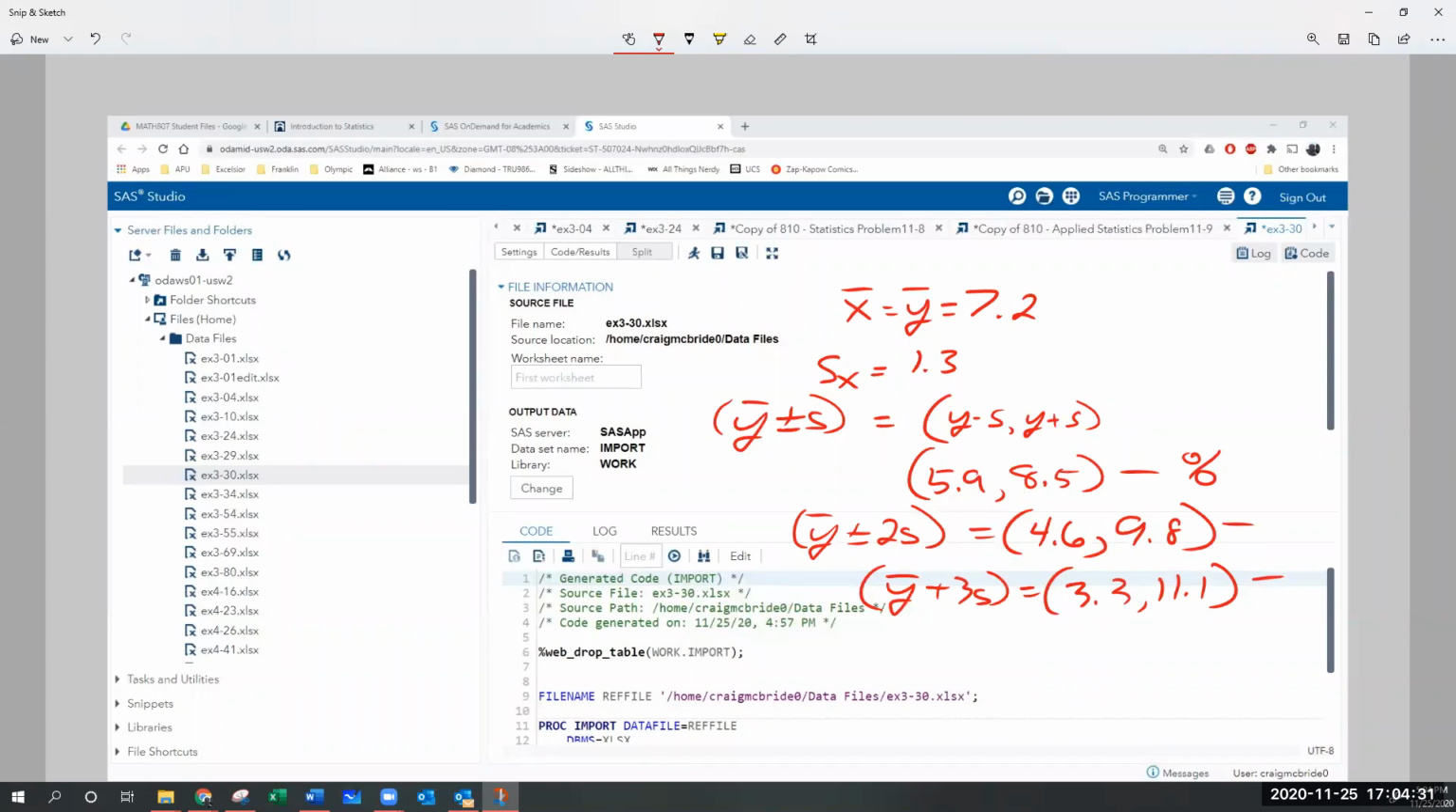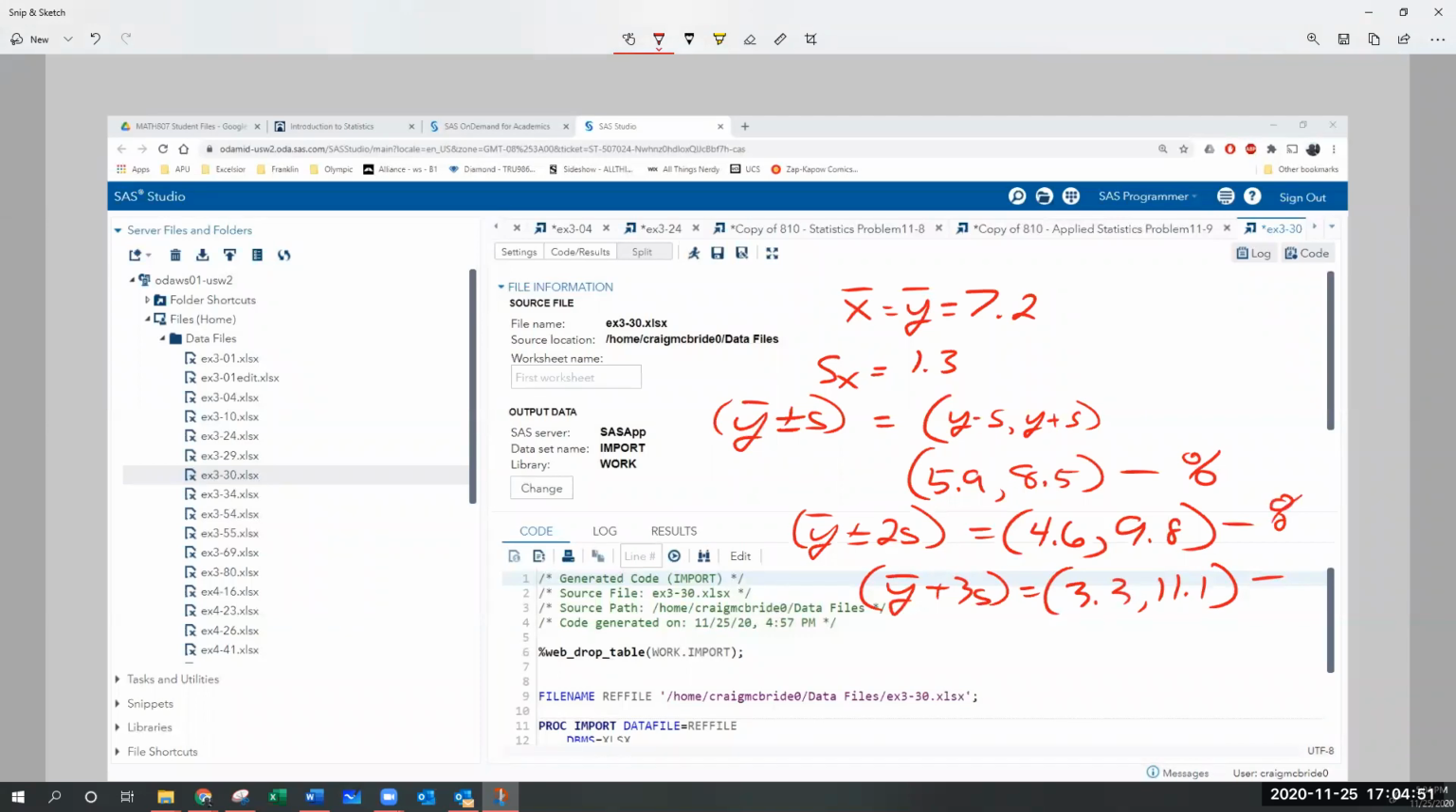So between 4.6 and 9.8, it's got to be bigger than 4.6. So obviously the smallest one's going to be 5, and it's going to be smaller than 9.8. So obviously the biggest one's going to be 9, because again, we only have whole numbers in our data set. So you're going to count up all the 5s, 6s, 7s, 8s, and 9s, divide by 50, get a percent for this one, and then do the same thing for this last one, right?